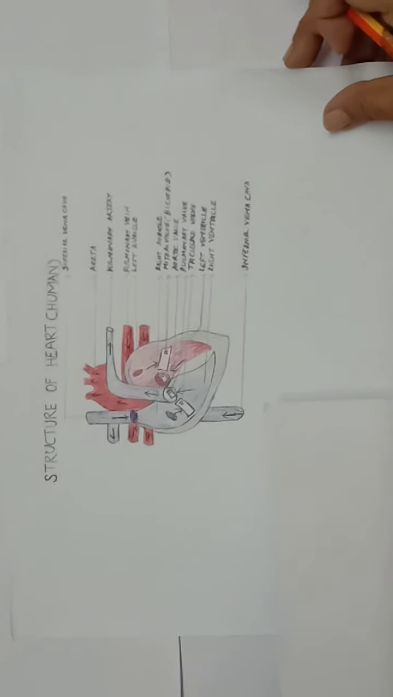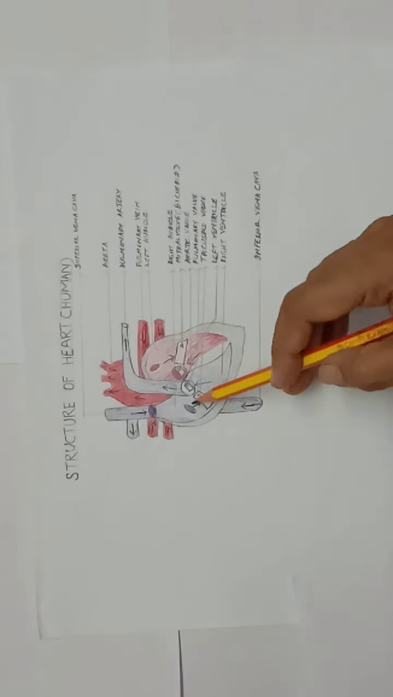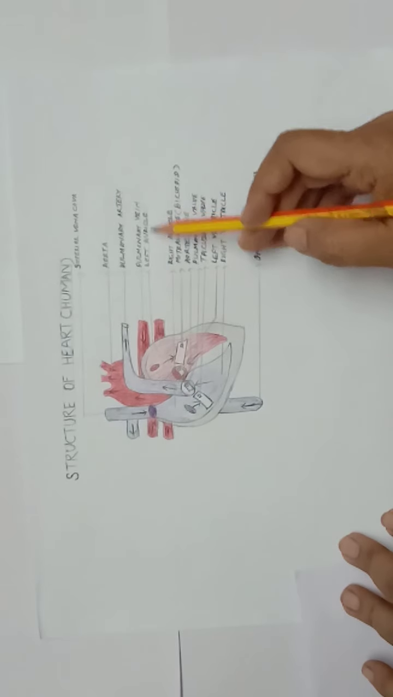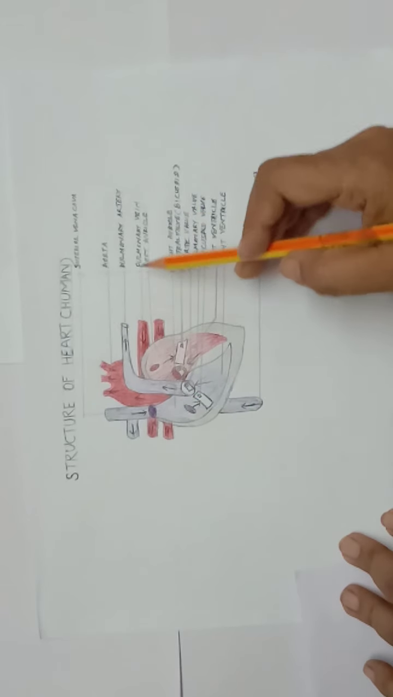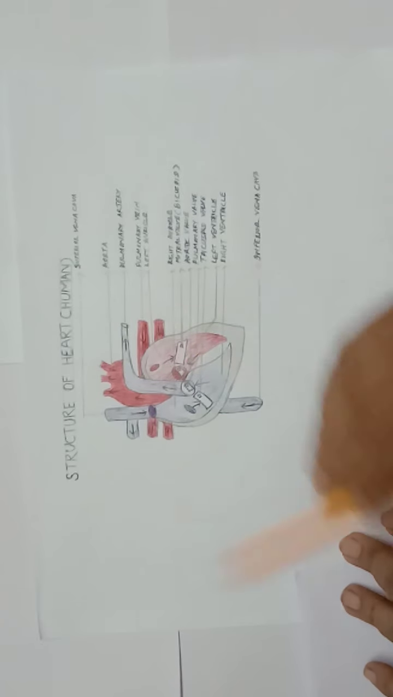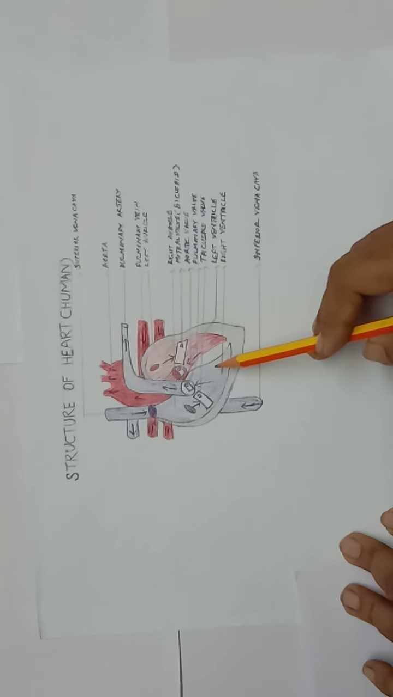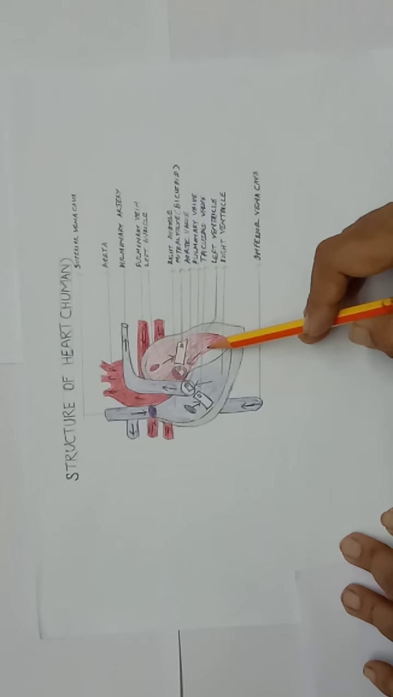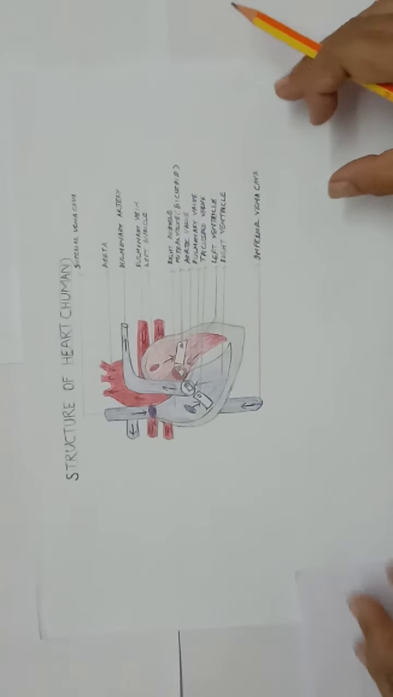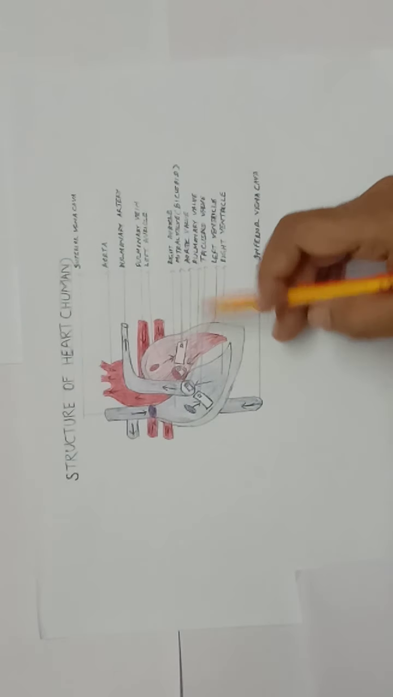So let's see the diagram. As I told, upper chambers are known as auricles or atrium. These are the two upper chambers and they are separated from each other by a septum. And lower chambers are known as ventricles, right ventricle and left ventricle. This is the right ventricle, this is the left ventricle.